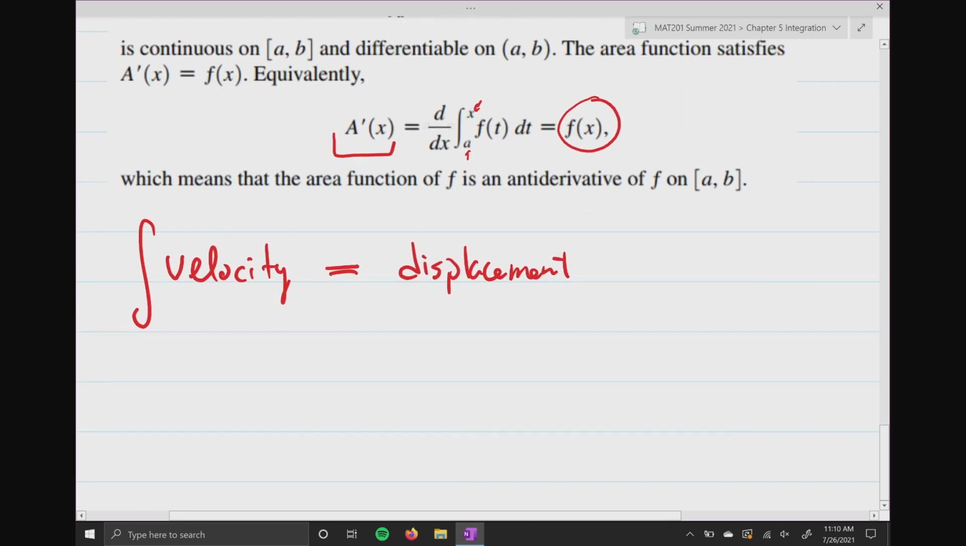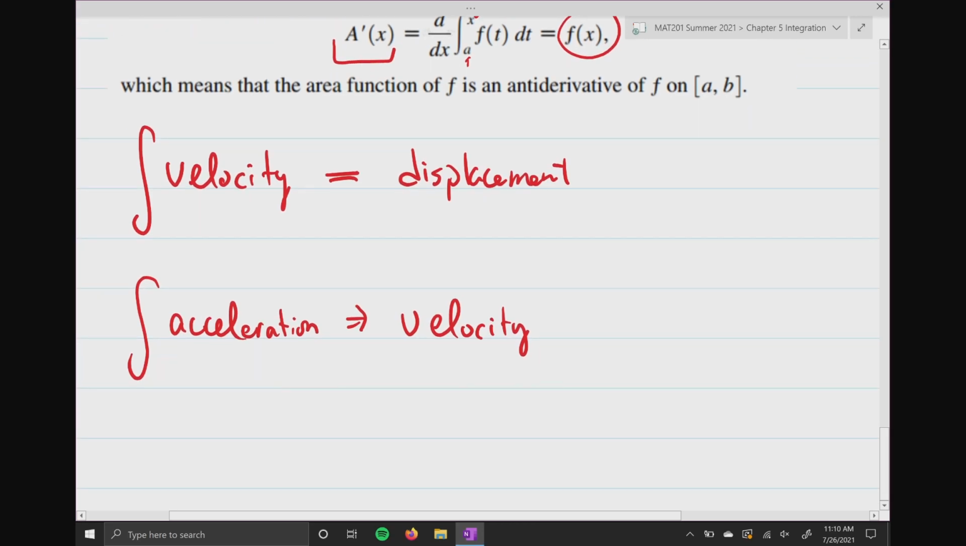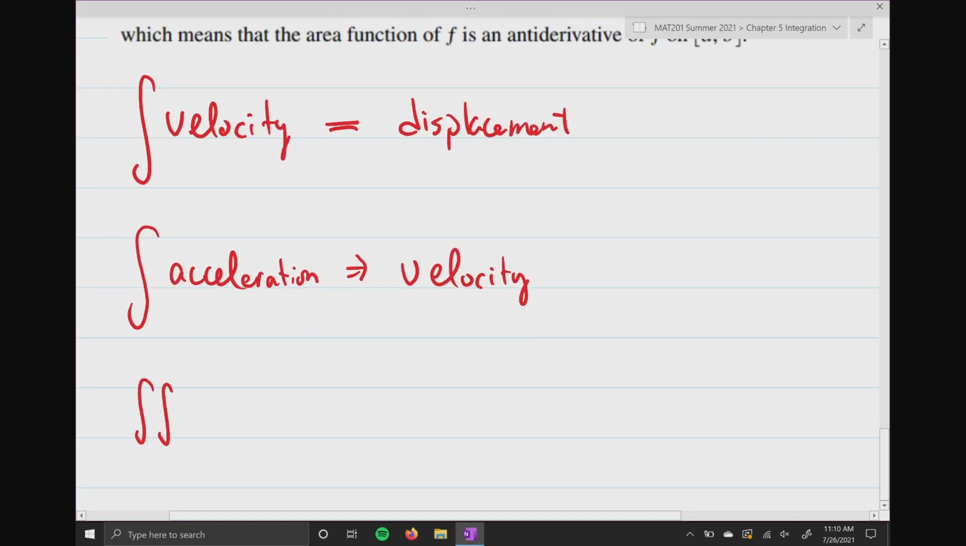If you have acceleration and you integrate that, you get velocity. Now, this is going to look weird, but it is 100% proper to write it this way. If you integrate two times, we call that a double integral. You will learn that in Calc 3. You'll learn about double and triple integrals. So if you have the double integral of acceleration, you can go all the way back to displacement and so forth.